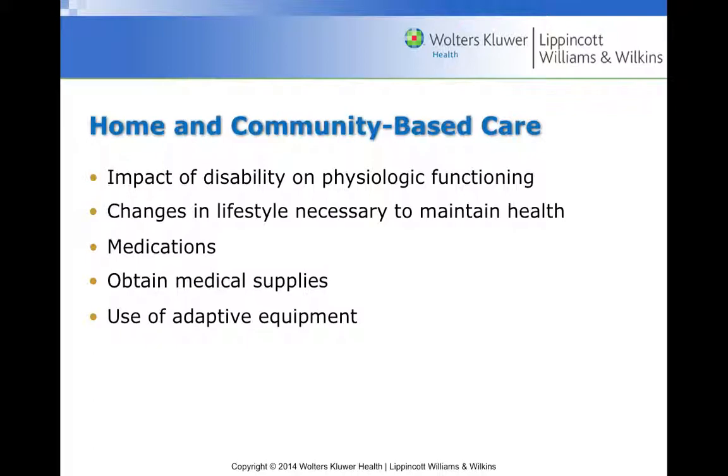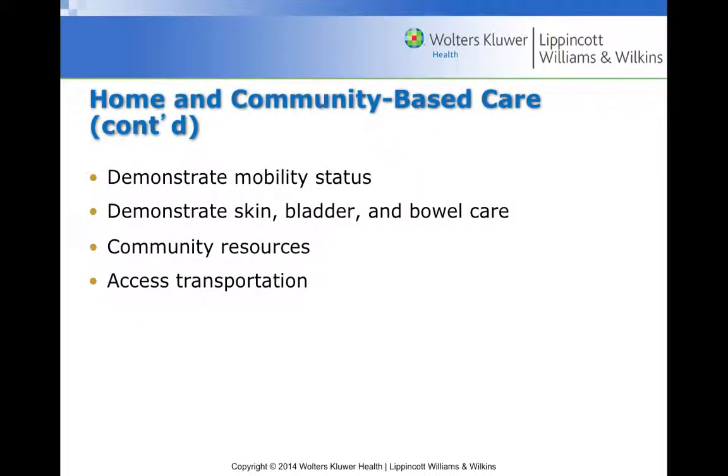There is a nifty chart in your text on page 178, 10-8, that goes over managing therapeutic regimen at home. And this is an example of a home care checklist. Again, with the home and community-based care, of course, they want to demonstrate mobility status, skin and bladder, bowel care, their community resources, and access to transportation. And if you look in your text, all of those are listed in the home care checklist.